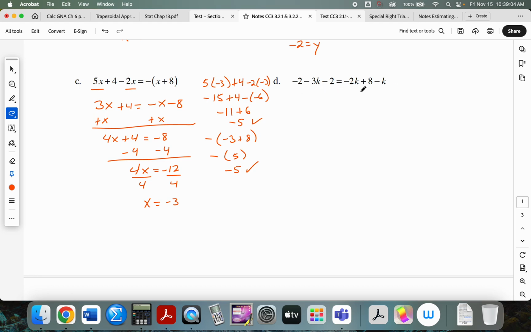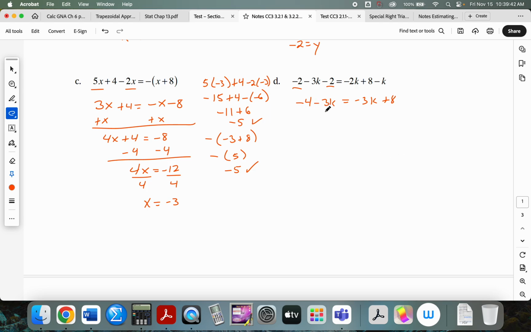For part D, again, start by simplifying. Negative 2 minus 2 is what? Negative 4. Minus 3k is negative 2k. Oh, sorry. That's going to be minus 3k over there, isn't it, when I simplify? Because it's negative 2k minus k is negative 3k plus 8.